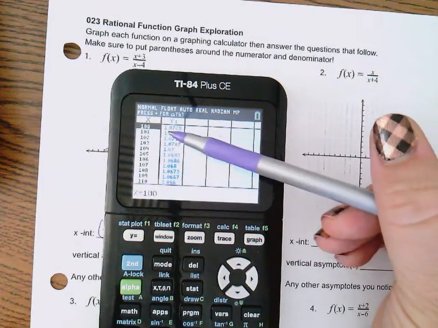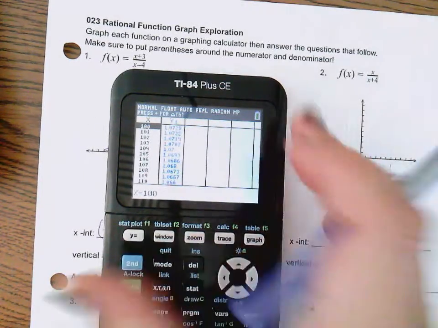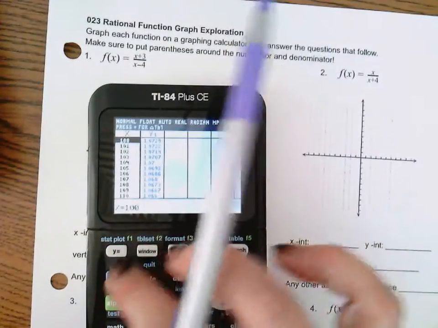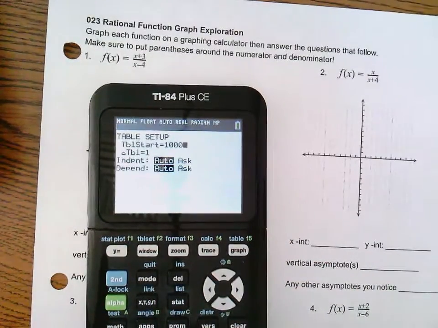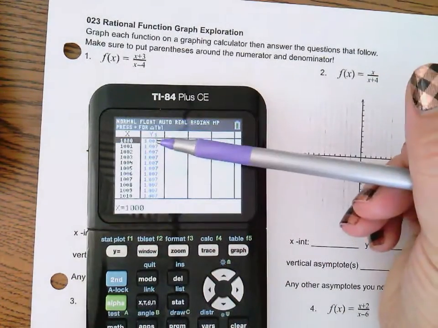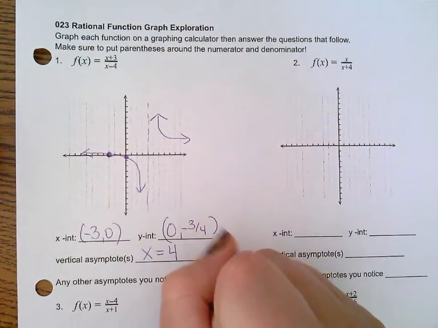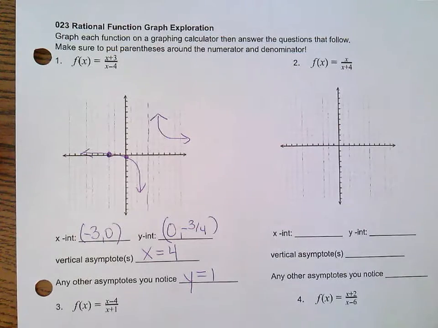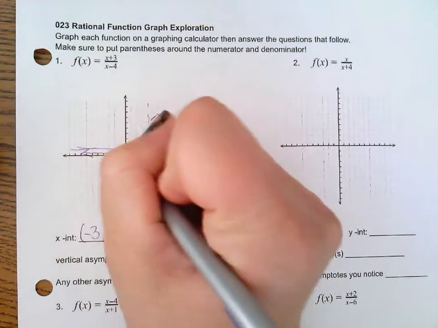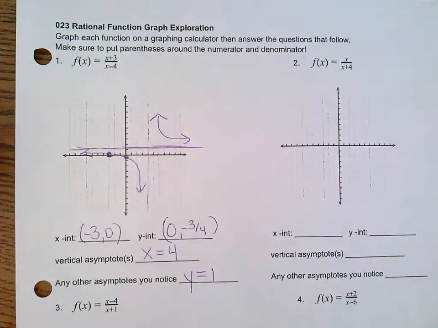See how I'm closer and closer to 1? And if I go second table setup, if I go all the way out to 1,000, second table, now I'm getting even closer to 1, 1.007. So the asymptote is at y equals 1. So it looks like the graph is getting closer and closer to y equals 1.